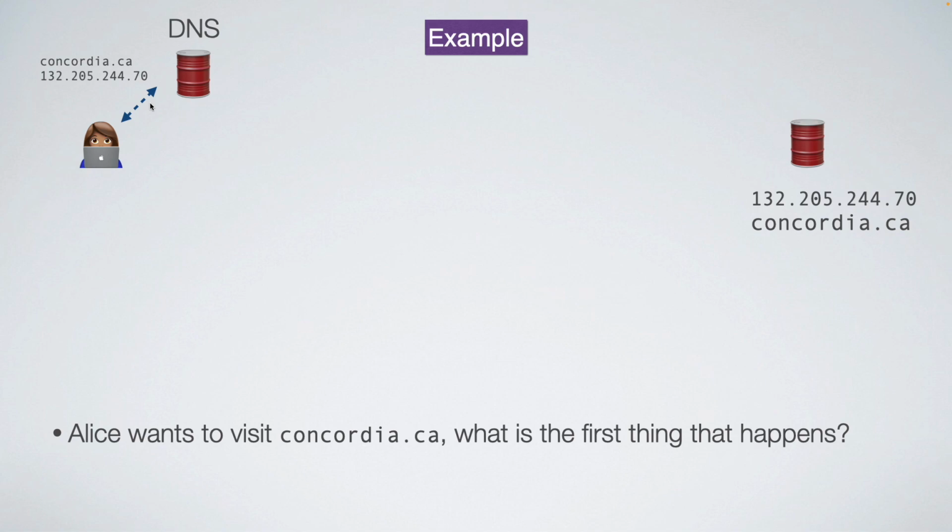If you knew Concordia was at 132.205.244.70, you could type that into your address bar and go to Concordia. Or if you have a DNS server and you know the IP address of the DNS server, then you could just get the DNS from them, and then you could use the internet without paying. So if you put in Google's DNS server, then you could get around all of that. Anyways, DNS will come back.